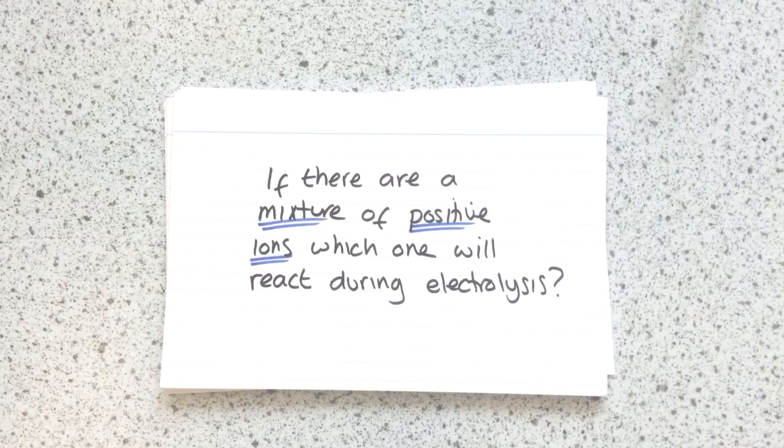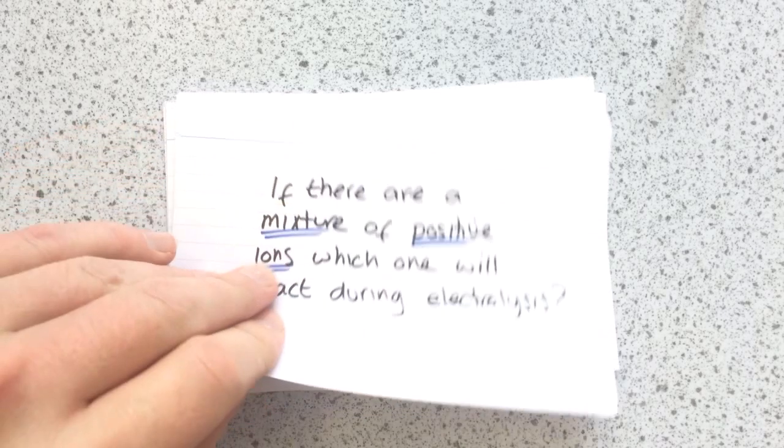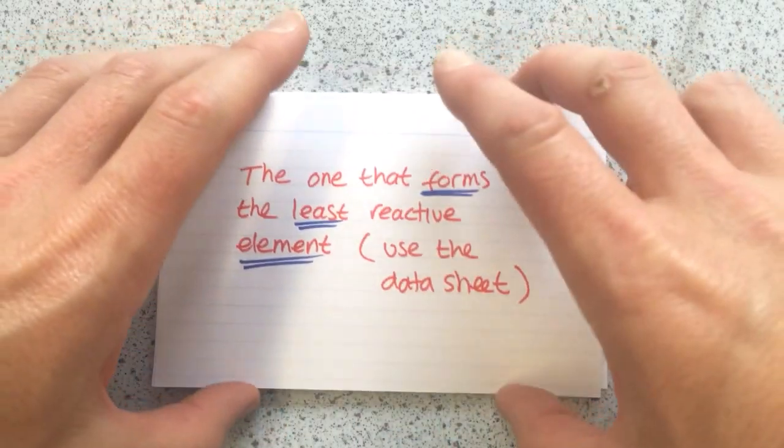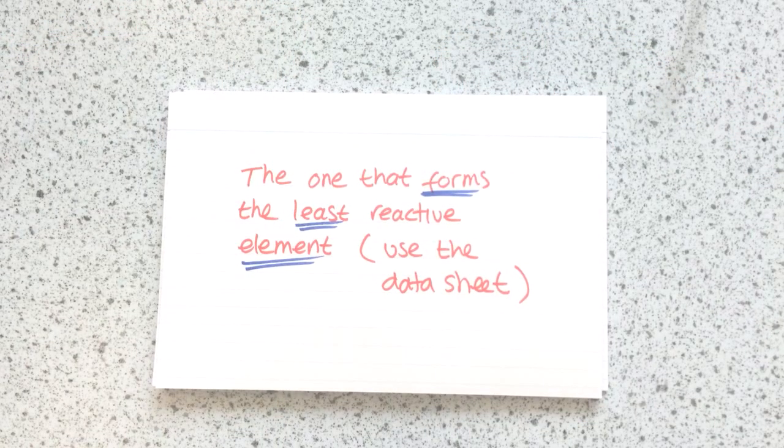Next one. If you've got a mixture of positively charged ions in your electrolyte, which one will react during electrolysis? It's the one that forms the least reactive element that will react. So you need your data sheet for that. Look at the data sheet. Whichever one's going to form the least reactive element is the one that reacts.